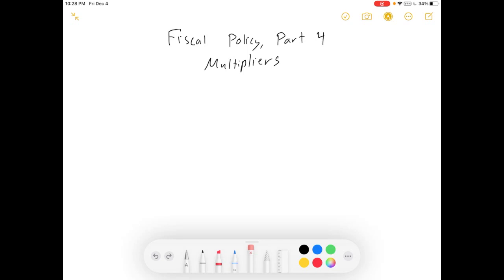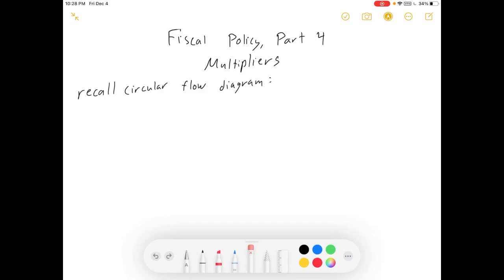In this video, we're going to talk about multipliers. The idea that when the government changes its spending or when taxes change, we don't just get the immediate effect of the spending or tax boost, but there are spillover effects as the money goes around and around the economy, creating more economic activity than the initial amount. So yeah, let's get started.